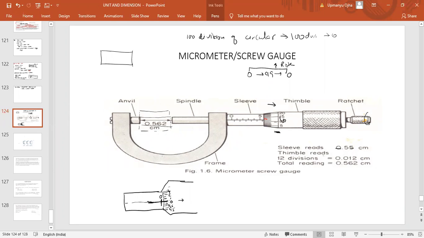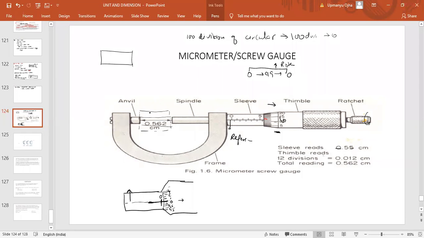This is the perfect instrument where the 0 of the circular scale coincides with the reference line. This is the reference line, you can see. Fine, so this is the construction here. Now this instrument has no zero error. Okay. Now if I have to measure something, what do I have to do?